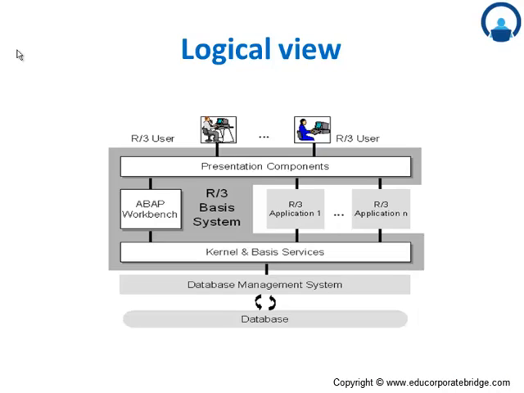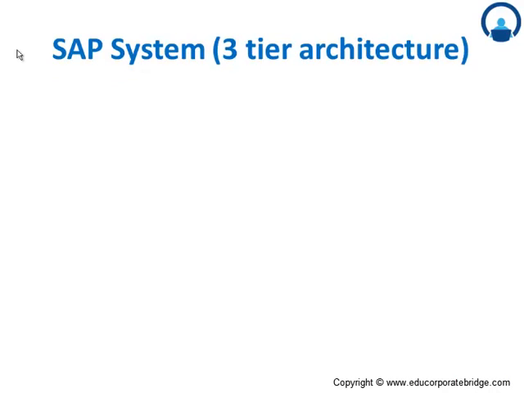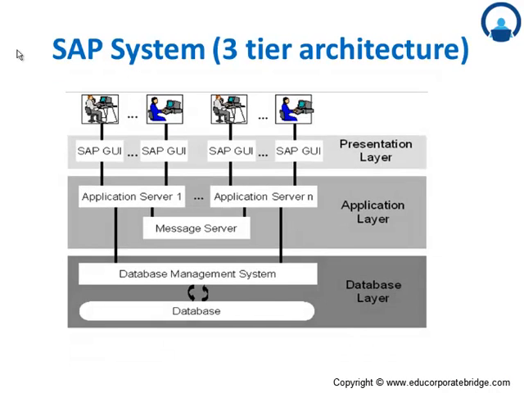Now we'll see what is the difference between a software oriented view and a logical view. A software oriented view describes various software components that make up all the R3 systems. Here it is also called a multi-tier client server system. It comprises different layers, namely a presentation layer, an application layer and a database layer.